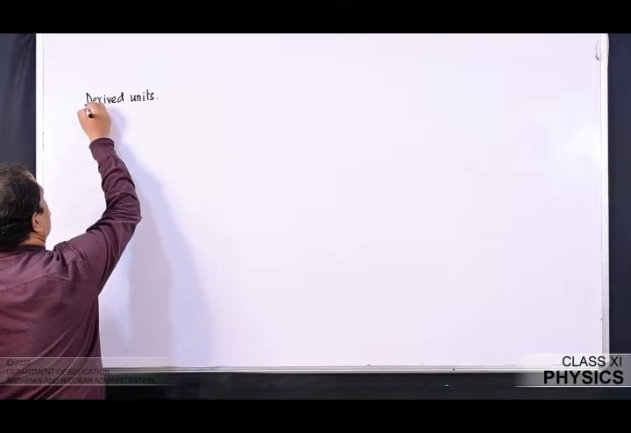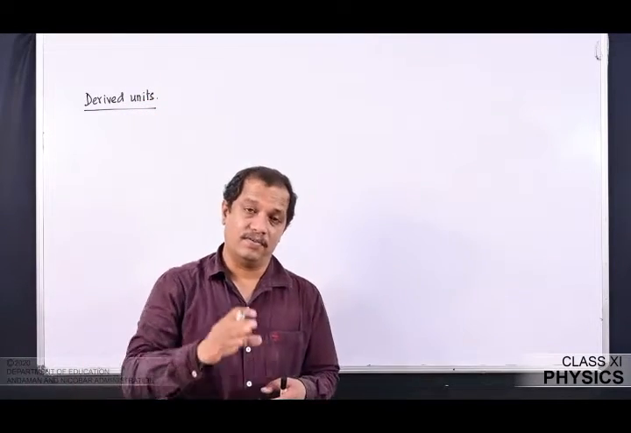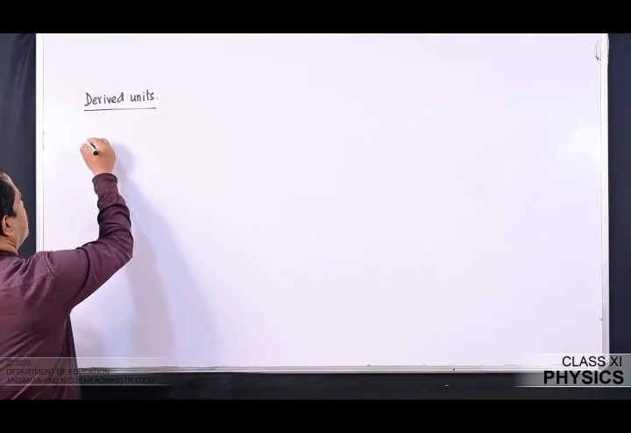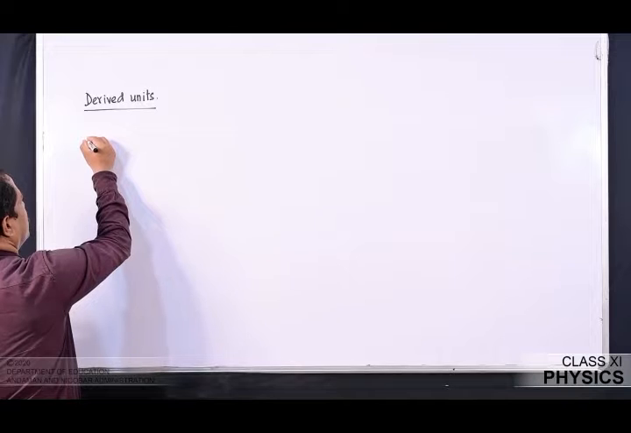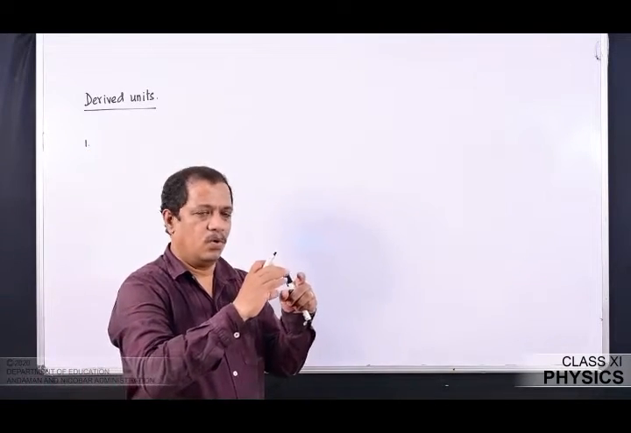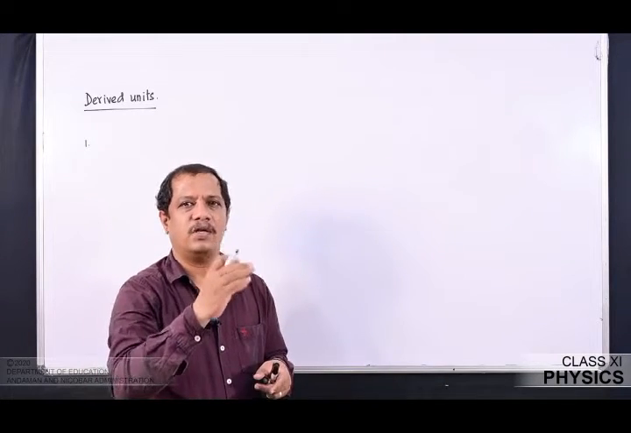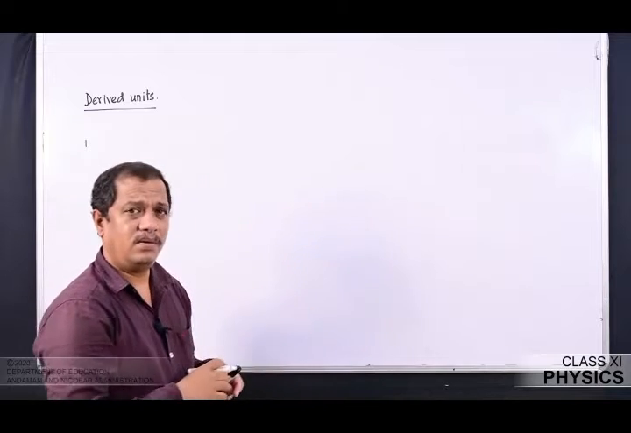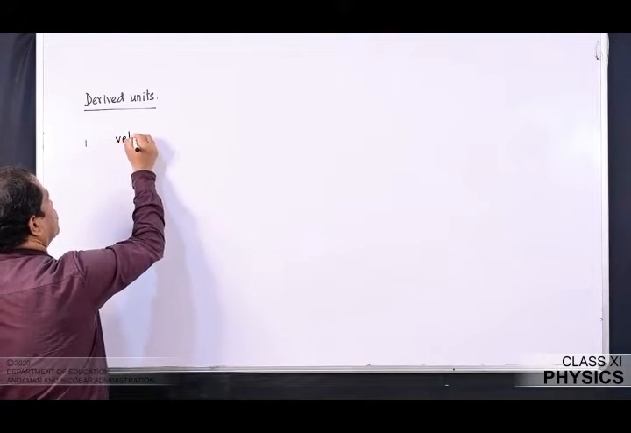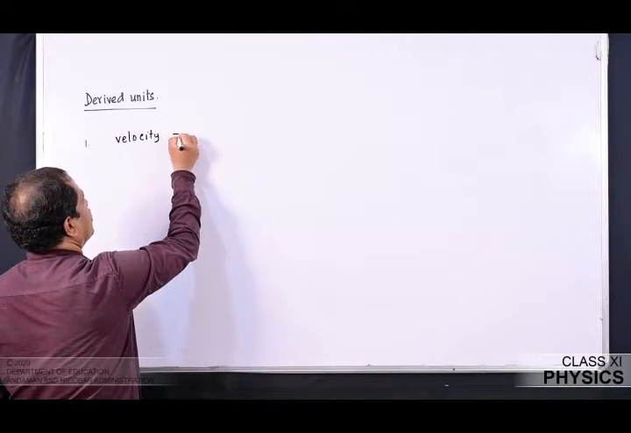Now, to talk about derived units, already we have the idea of derived physical quantities. If I ask you an example of a derived physical quantity, hopefully in the last class I wrote speed and I wrote the corresponding unit also. Today we shall see the example. Derived physical quantity is velocity and I want to see what is its derived unit.